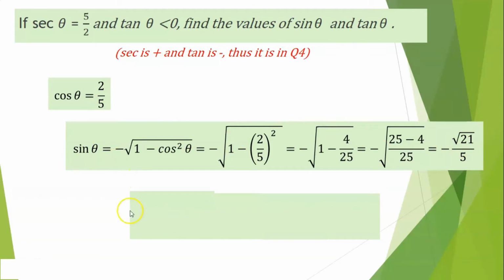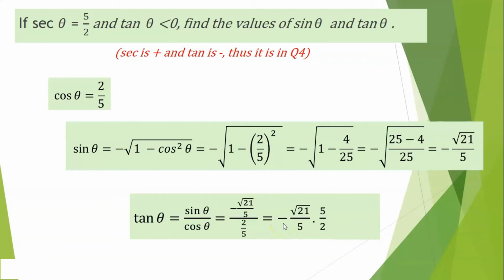Okay, next. What about tangent? Now take note, tangent using the quotient identity is sine over cosine. So we will simply replace this with this one, and cosine as 2 over 5. So simplifying, reverse the denominator and multiply. You can cancel 5 and 5, so therefore our tangent is negative square root of 21 over 2.